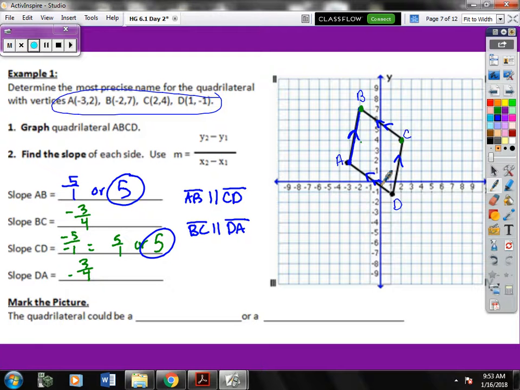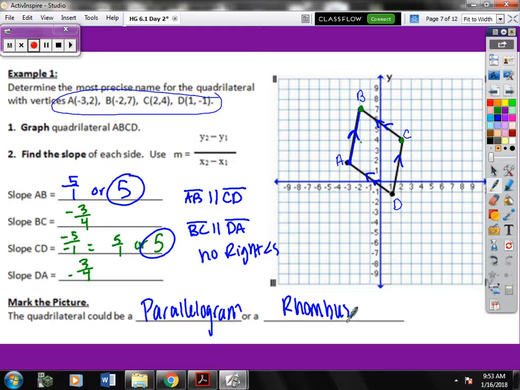So if we have two pairs of parallel sides, none of which are right angles, right? There are no perpendicular segments. What are our two options at this point? What shapes have two pairs of parallel sides, and none of them are right angles, necessarily? Marquise? A parallelogram. Or what? Maddie? A rhombus. Again, we're going to exclude the rectangle and the square from our list because we do not see right angles being formed based on the slopes.